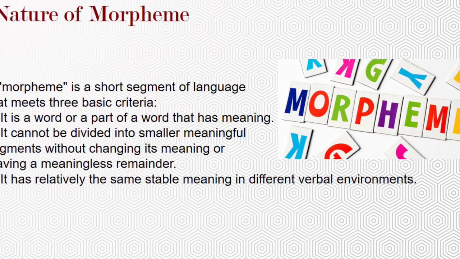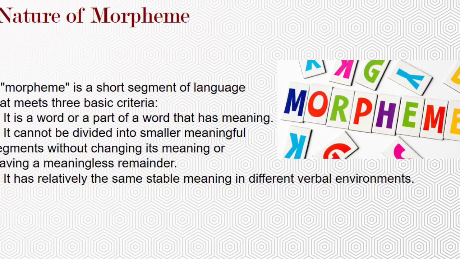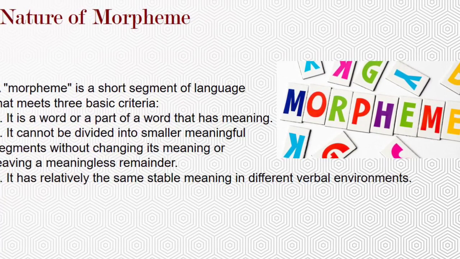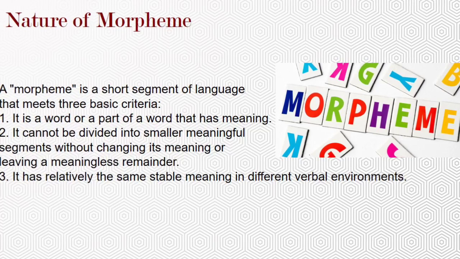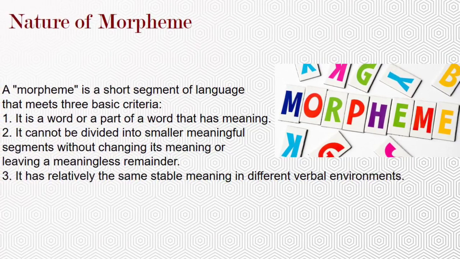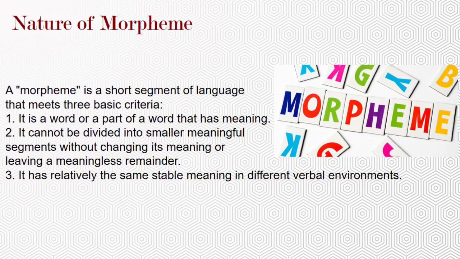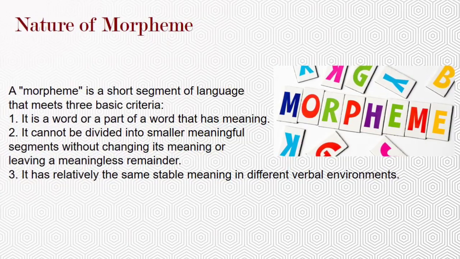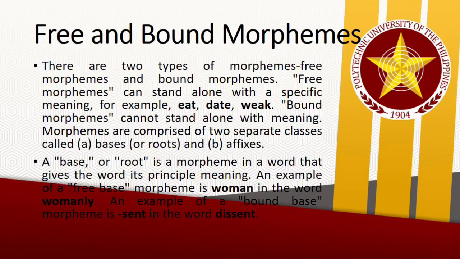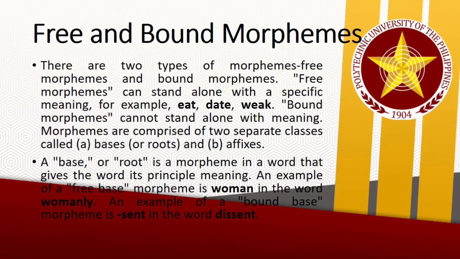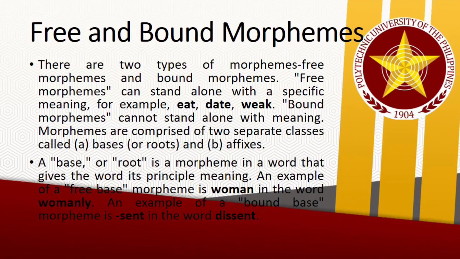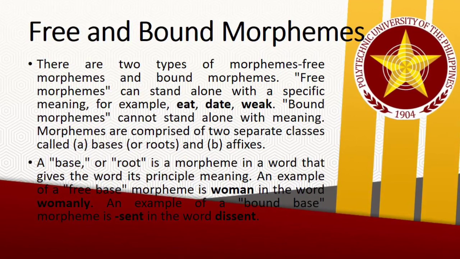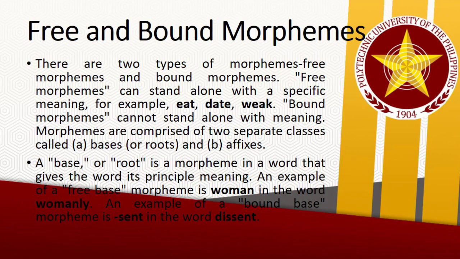1. It is a word or a part of a word that has meaning. 2. It cannot be divided into smaller meaningful segments without changing its meaning or leaving a meaningless remainder. 3. It has relatively the same stable meaning in different verbal environments. There are 2 types of morphemes: free morphemes and bound morphemes. Free morphemes can stand alone with a specific meaning, for example, eat, date, week. Bound morphemes cannot stand alone with meaning.